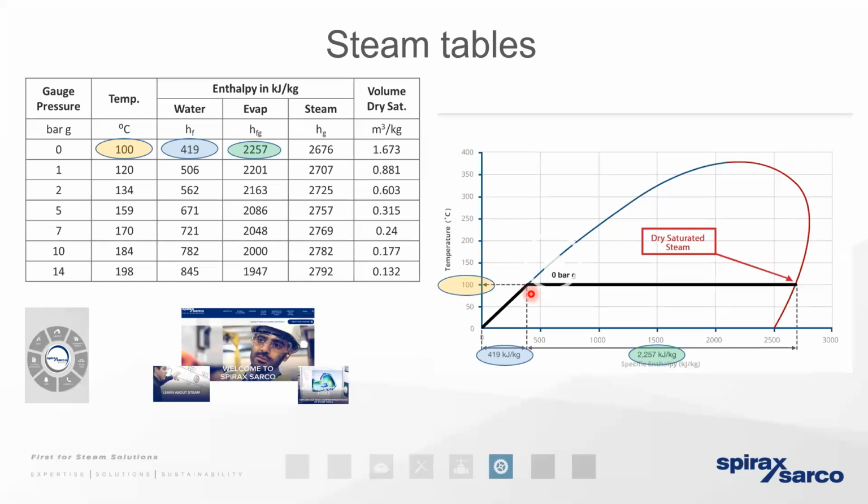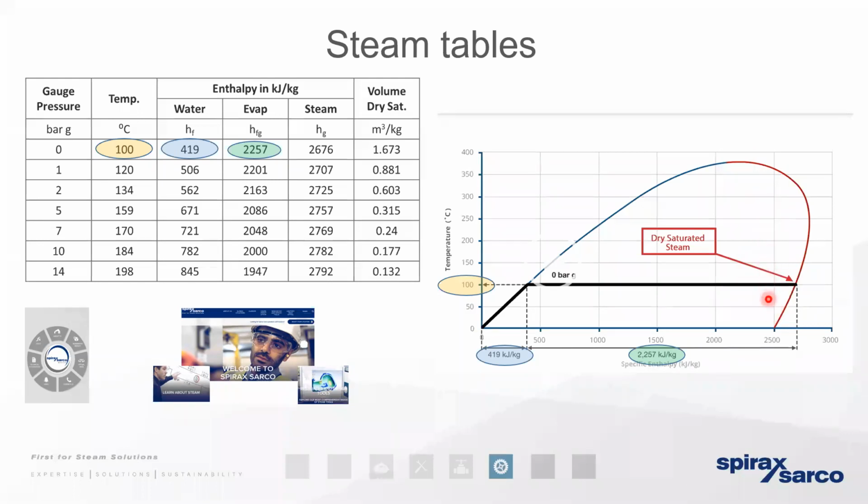But it's only once we've added the full enthalpy of evaporation or latent heat to it that we can say that water has fully evaporated. So we've now got 100% dry saturated steam. Now, in previous weeks, we've mentioned how dry saturated steam is critically important, because if we're not producing dry saturated steam, we're likely to have steam that sits slightly to the left of the dry saturated steam line in the wet steam zone.